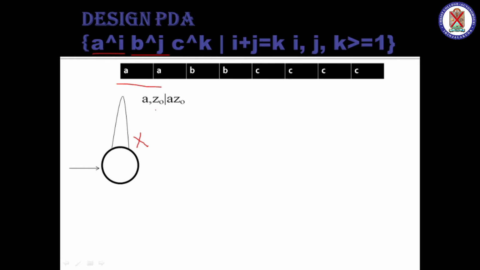So when a comes and the stack top is Z0, what do we insert? a Z0, like previous cases. And if a comes and the stack top is a, we will insert what? aa. For this, what condition is satisfied? This condition is satisfied. For this, what condition is satisfied? This condition will be satisfied, that is our stack top is Z0. First a comes, we put it on that. Next a comes, we put it above that. Okay, so that is what is said by this condition.